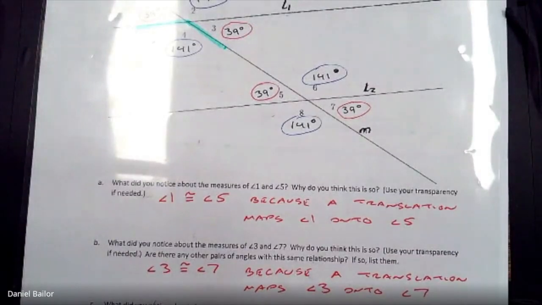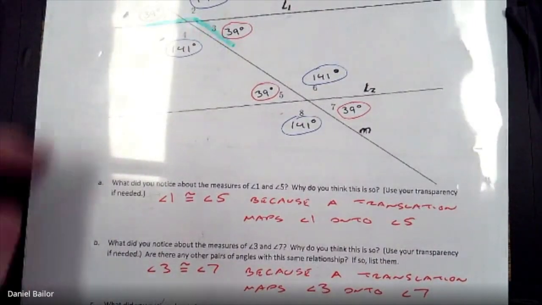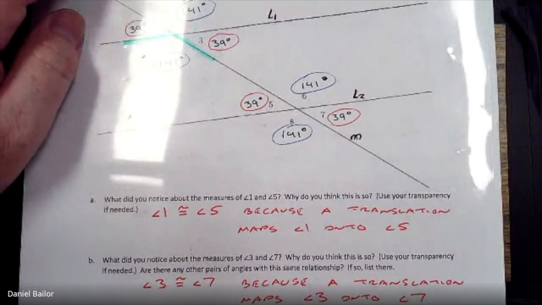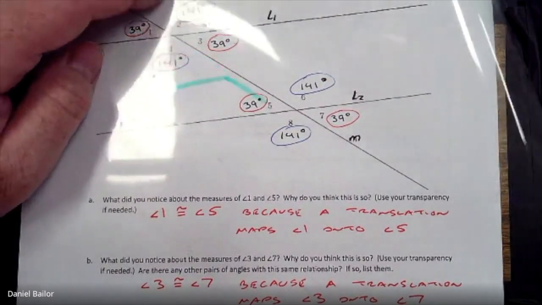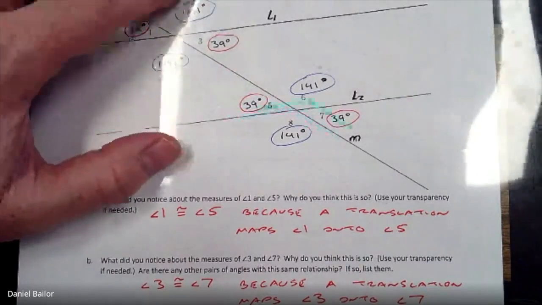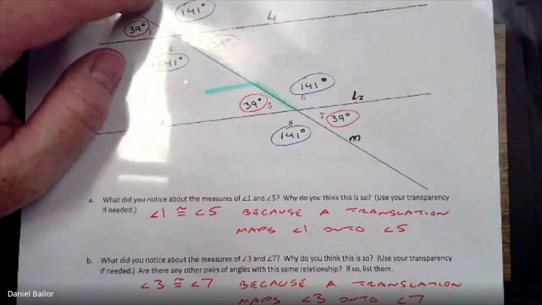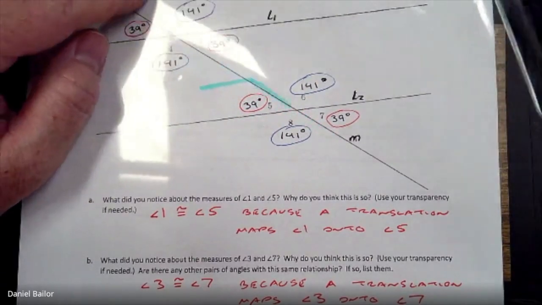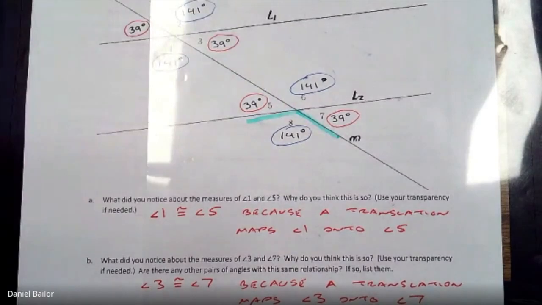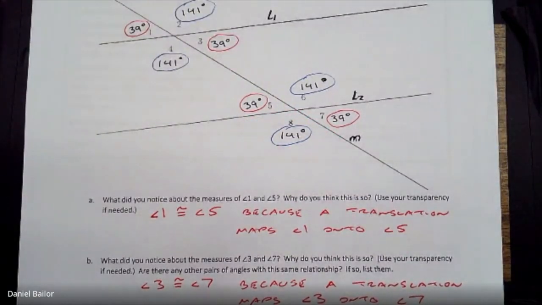And I need to prove that it makes angle 6, because remember we said in part C that angle 4 and 6 are congruent. But a translation does not move it to 6. So what am I going to do? How do I prove that angle 4 and angle 6 are congruent? Well, I'm not going to use a translation, because a translation won't do it. But what will do it is a rotation, another rigid motion. I need to use a different rigid motion.